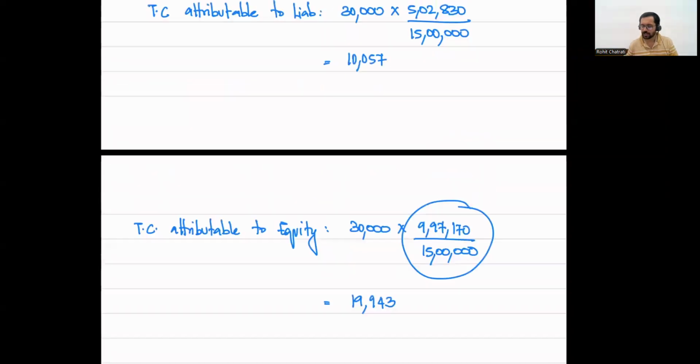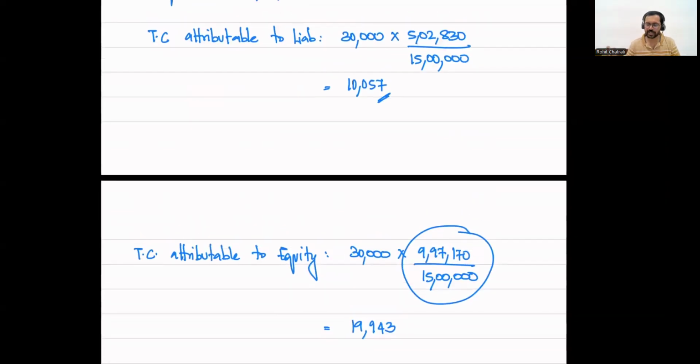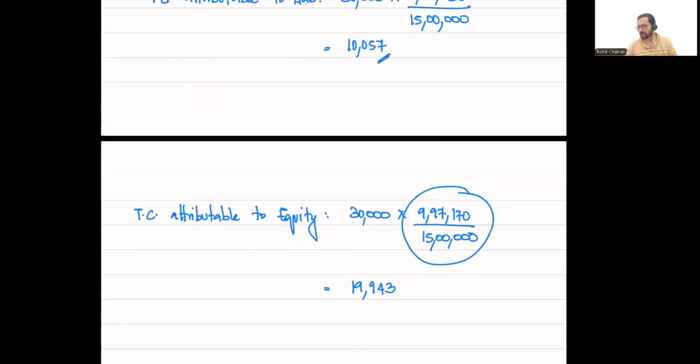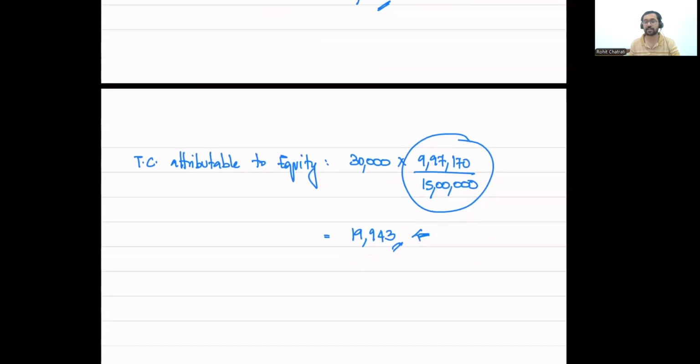19,943. All right, so the amount attributable to liability is 10,057. The amount attributable to equity is 19,943. Obviously, if you take the sum total of 10,057 and 19,943, it should be equal to 30,000. The 30,000 is being split into liability and equity, and therefore the sum of 10,000 plus 19,000 will be equal to 30,000 itself.